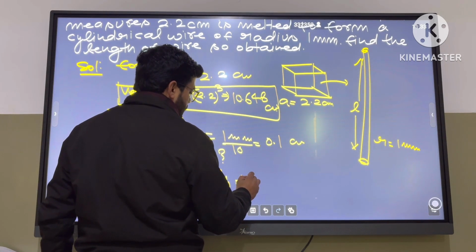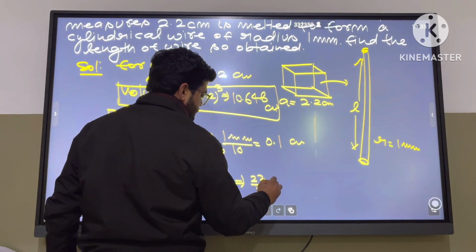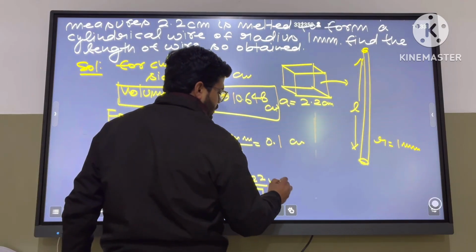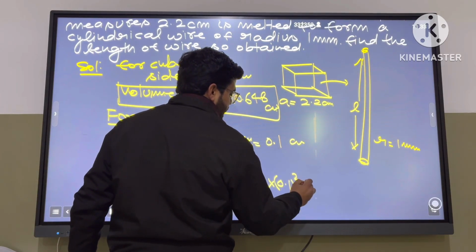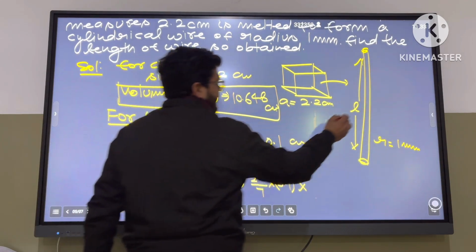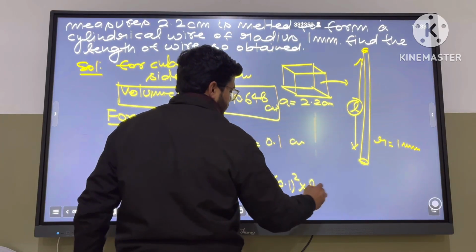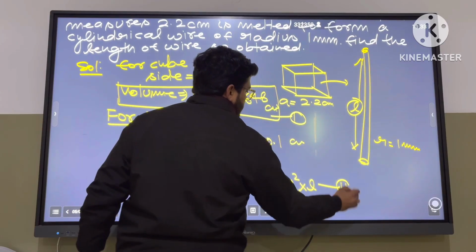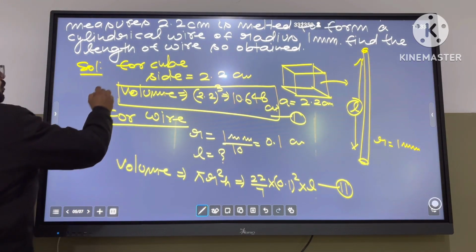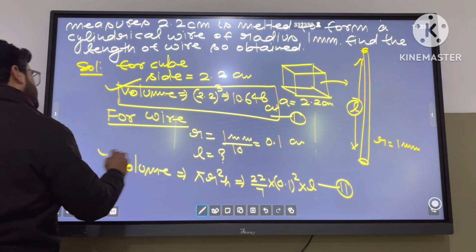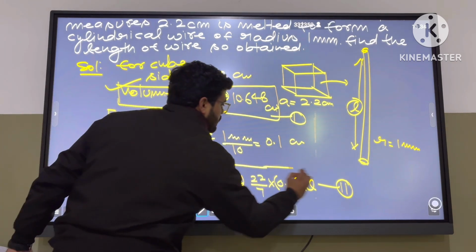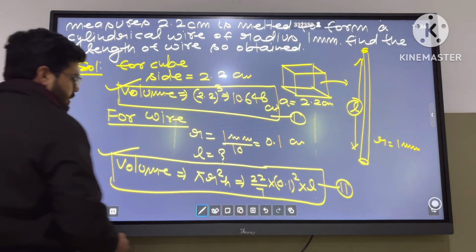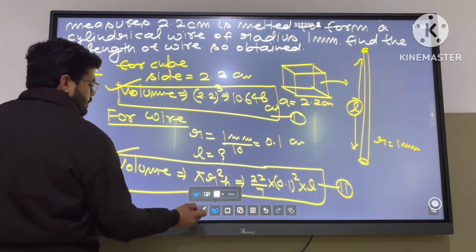Pi is 22/7, r square h. The value of r is 0.1 square, and h we consider as L. So this is equation number first, from the volume of cube, and this is equation number second, from the volume of the cylindrical wire. So dear students, last step for this question.